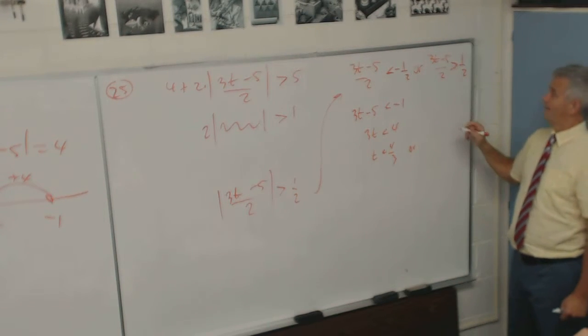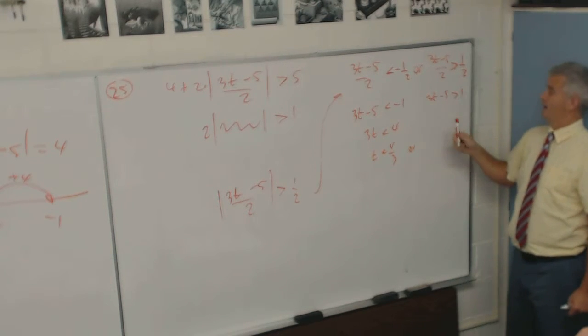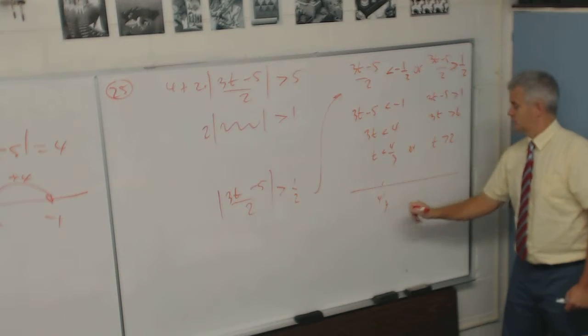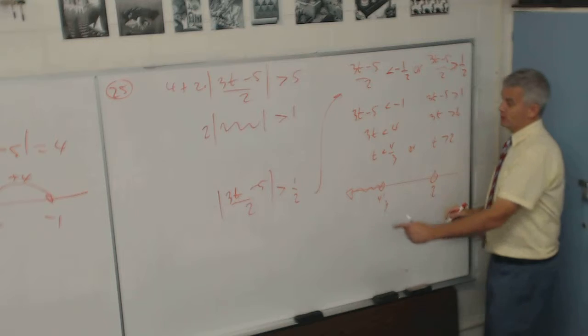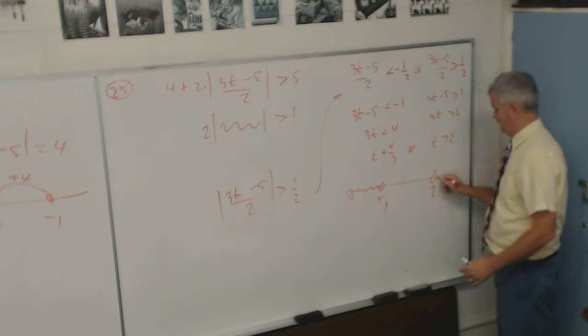Or over here, multiply by 2 on each side, so 3t minus 5 is greater than 1. And add 5. 3t is greater than 6. Divide by 3. T is greater than 2. So here's 4/3. Here's 2, open circle. Once we isolated it, it was a greater than, so it was to the outside.